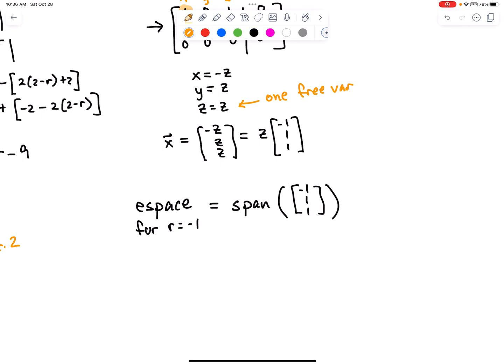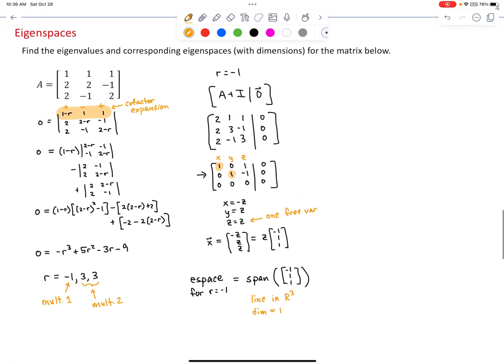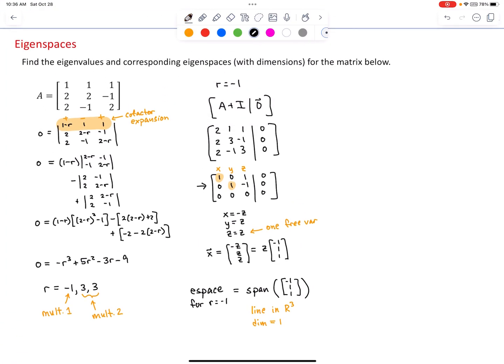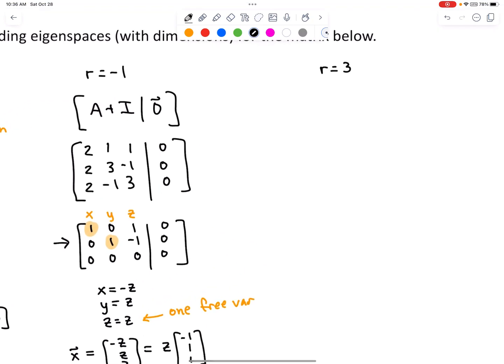Well, graphically, we have the span of one vector in R3. So this will be a line in R3, of course, a line going through the origin. And since there's only one vector in this basis, the dimension of this space is 1. Okay, now let's find the eigenspace associated with the second eigenvalue we found, which is 3. So we'll set up an augmented matrix where we do A minus 3 times the identity, and then the 0 vector on the other side of the equal sign.